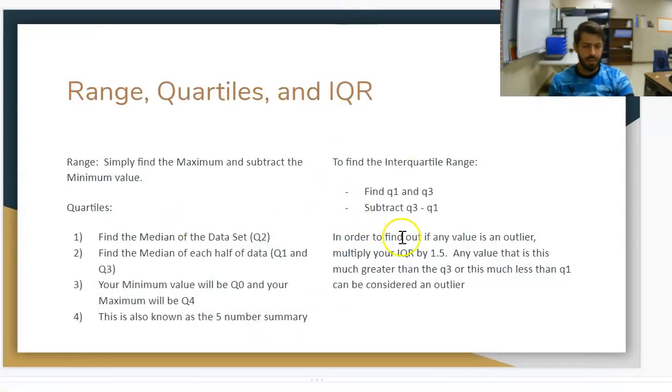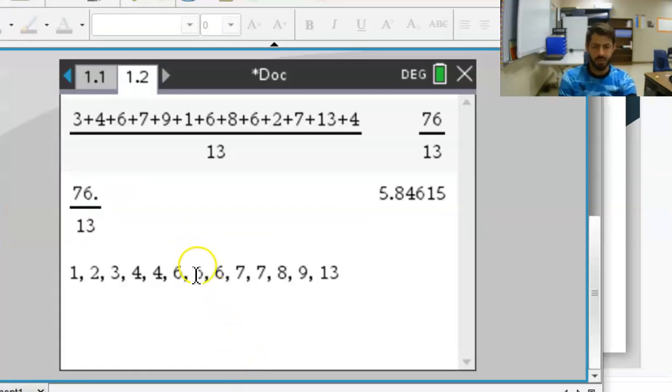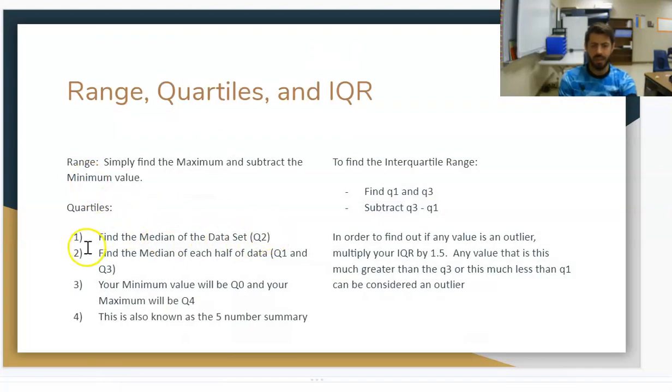Now, to find quartiles, quartiles are a little bit tricky, but once you've found the median, it's not that bad. So my median is right here. According to my instructions, first I find the median, then I find the median of each half of the data, right? So Q1 and Q3 will be halfway between the very beginning of the list and my median, and the very end of the list and my median.